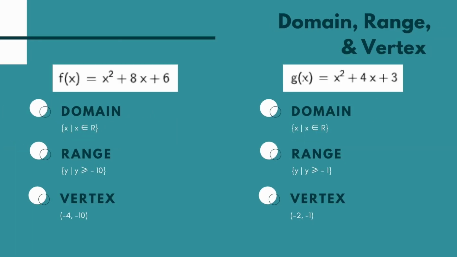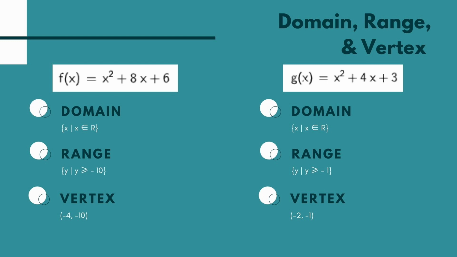Here, you can see the domain, range, and vertices. The domain of a function is a set of its possible inputs, i.e. the set of input values for which the function is defined. The range of a function is a set of outputs the function achieves when it is applied to its whole domain. And the vertex is the minimum or maximum point of the parabola, which in our case is the minimum.